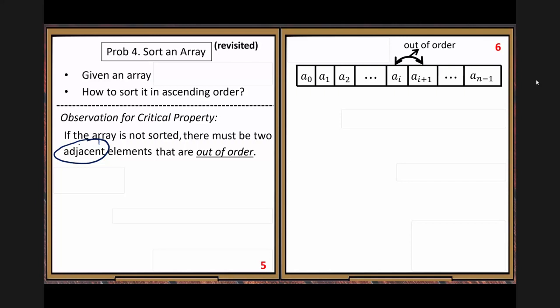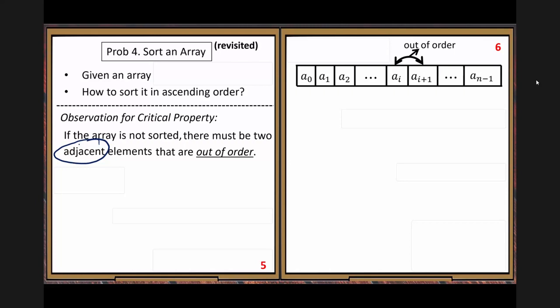The later one is smaller than the earlier one. Okay? The later one smaller than the earlier. Or the one with larger index is smaller than the one with smaller index. That's what we mean by out of order, okay? Descending order. If an array is not sorted, can you always find those two elements?